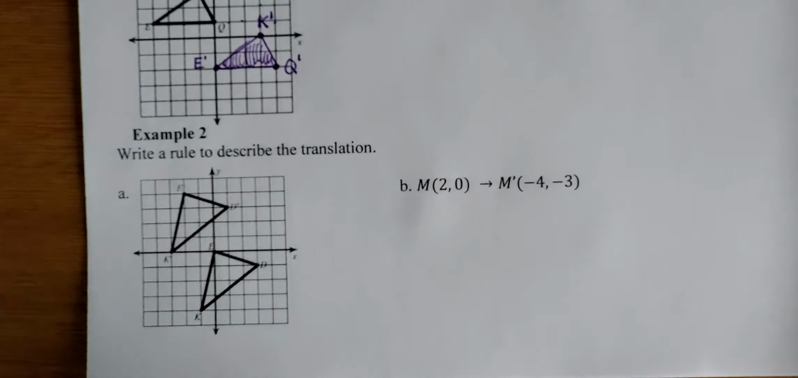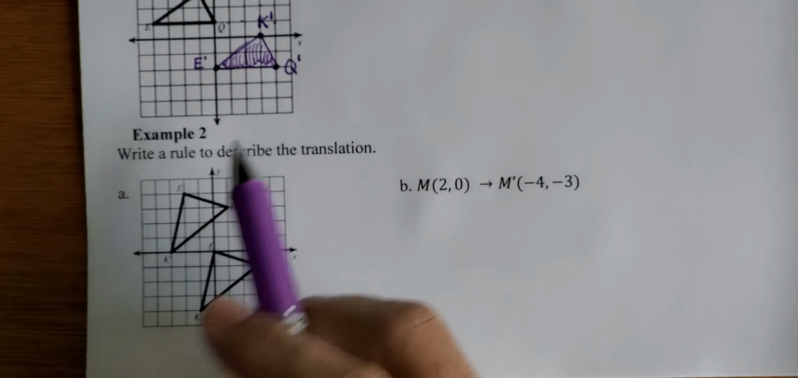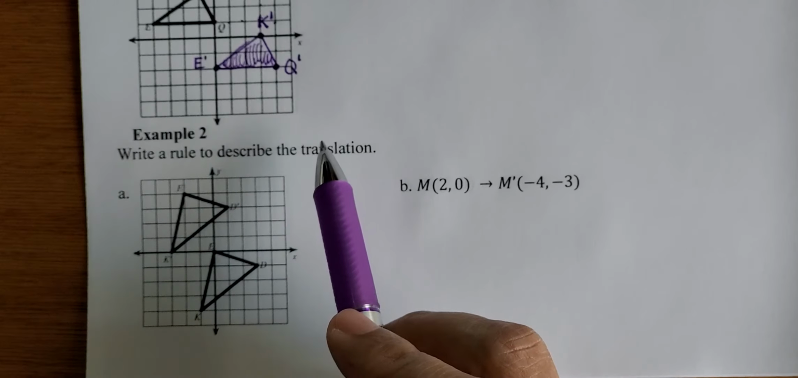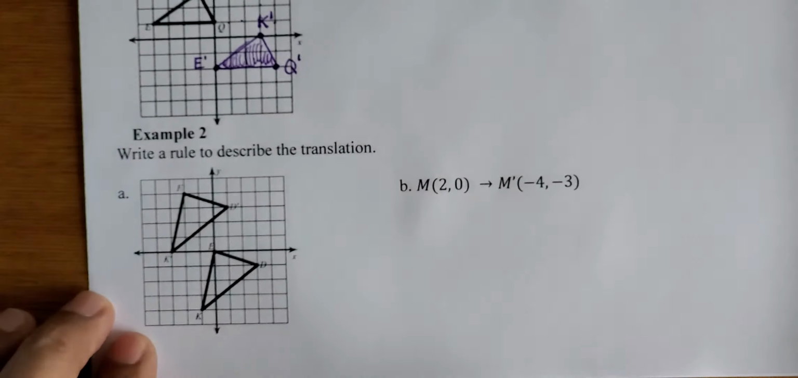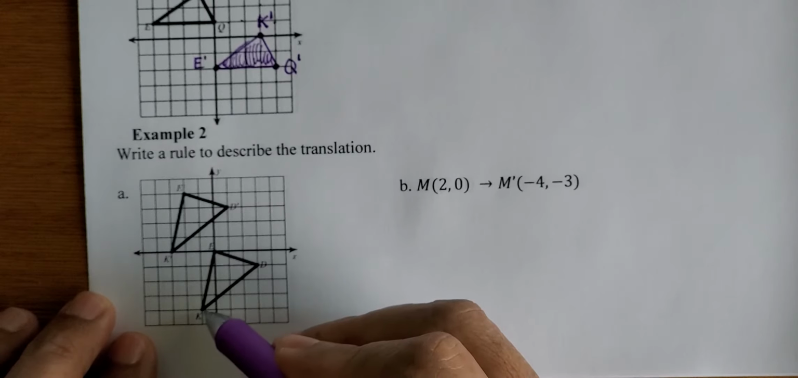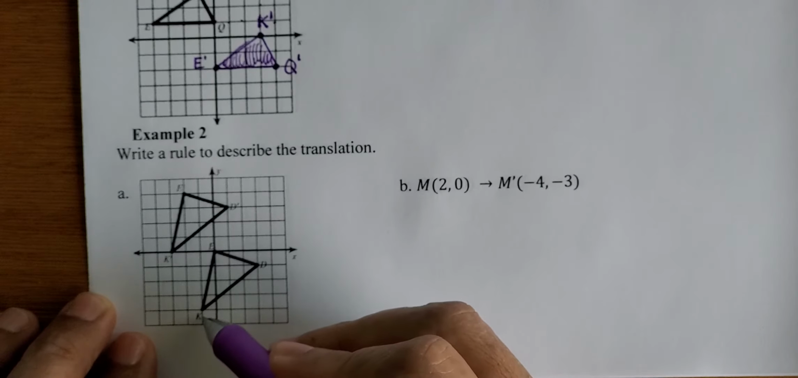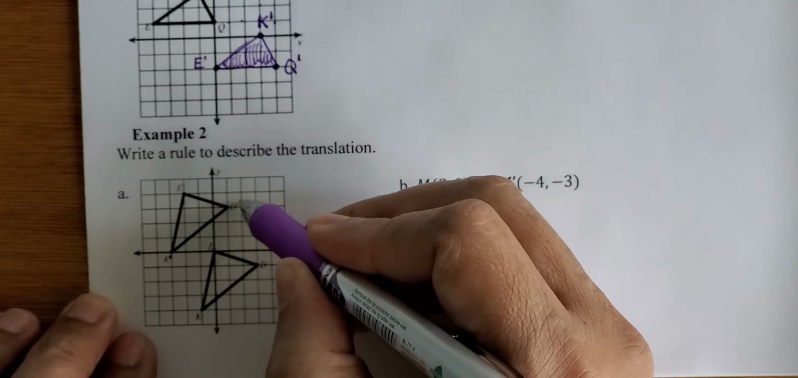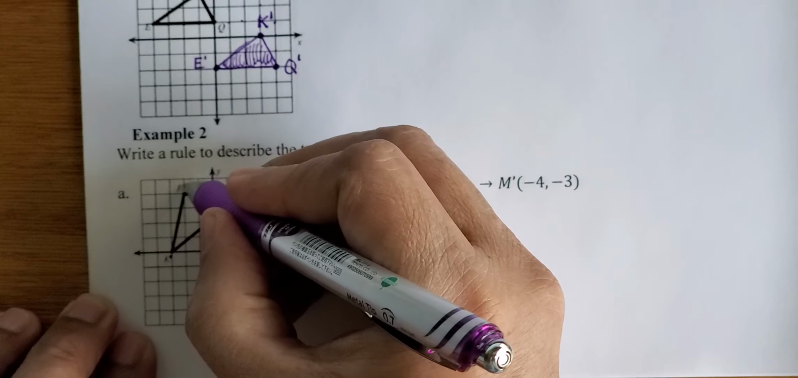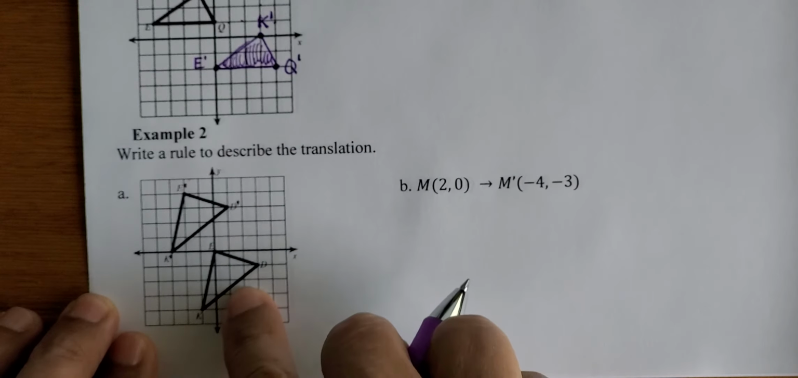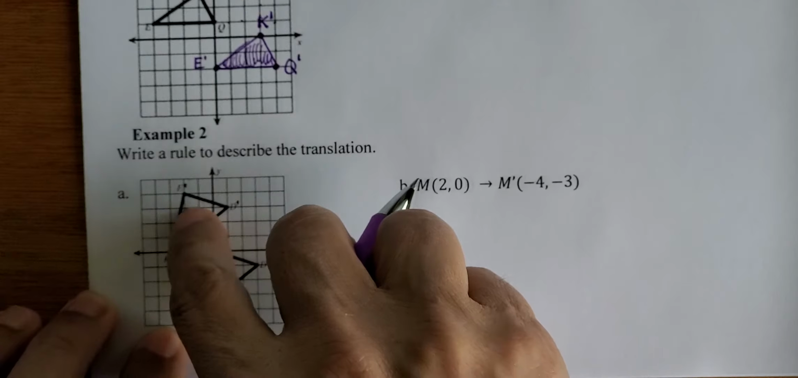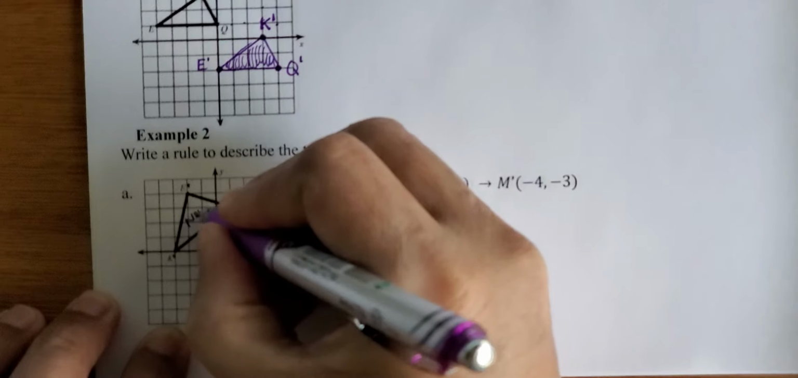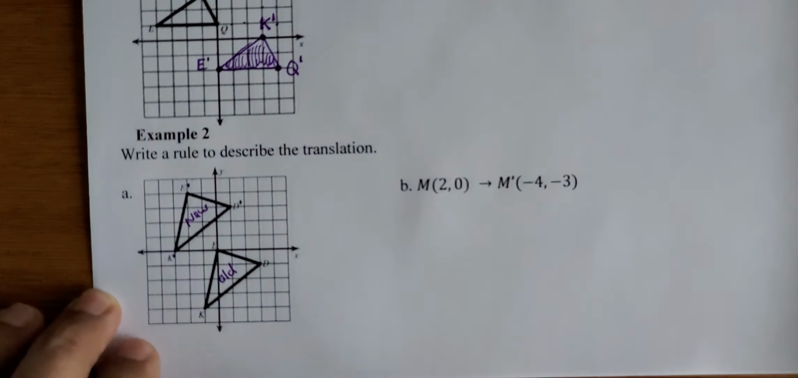So notice the difference on example number 2, part A. This is asking us to write a rule to describe the translation. So what we have to do is notice that this is the original figure. How do we know? I know it's hard to see here, but these points have the prime symbol, and I hope you can notice it, even though it's barely noticeable. We know that this is the old figure and this is the new figure. So I'll just label this as old and this is the new. Why? Because this is the one that has the prime symbols.